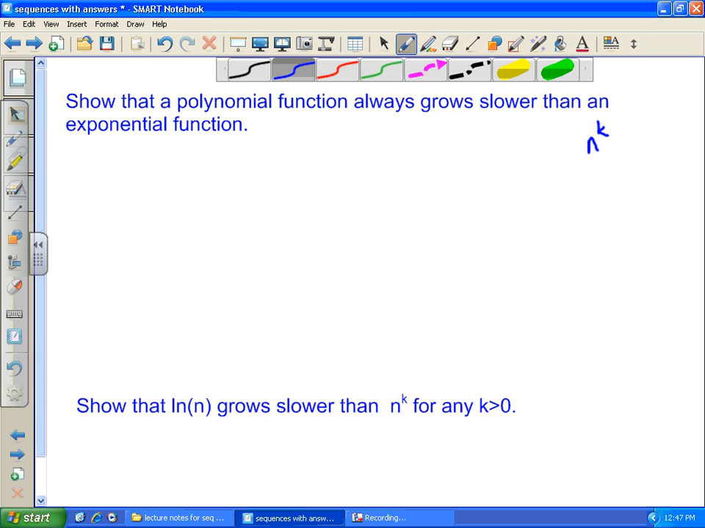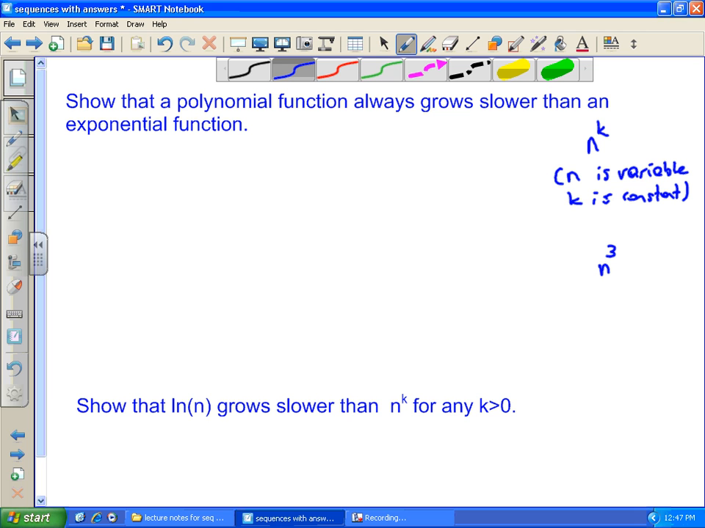where n is the variable and k is a constant. For example, it could be n to the third power. So k is a constant. It could be the third power, the fifth power. What we're saying is no matter what the power is, we're going to show that these functions will go slower than an exponential function.